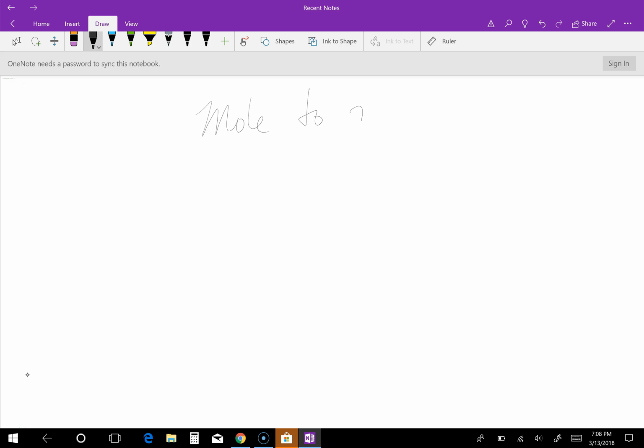Hey, welcome back. Let's take a look at mole-to-mole conversions. With mole-to-mole conversions, we will be taking atoms or compounds in mole units and converting them into mole units of a different atom or compound in a chemical equation.